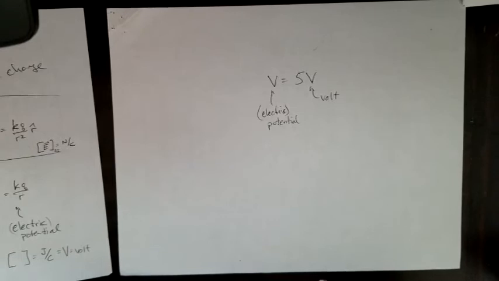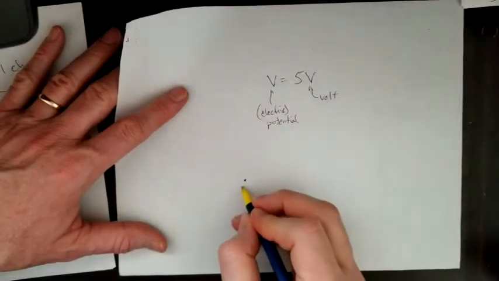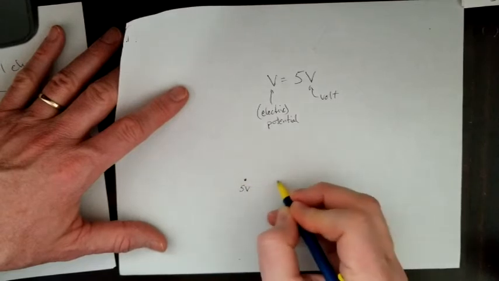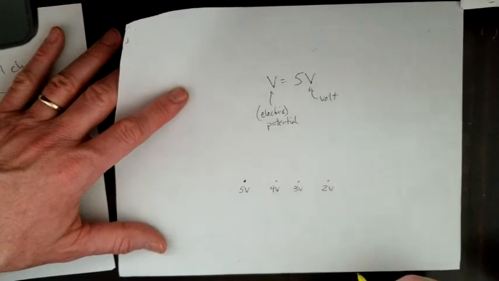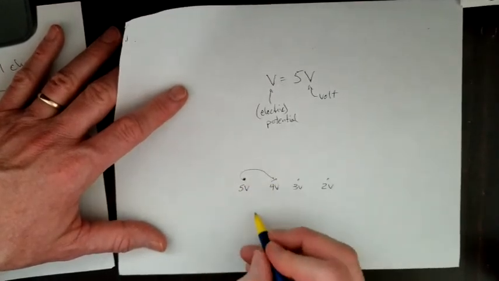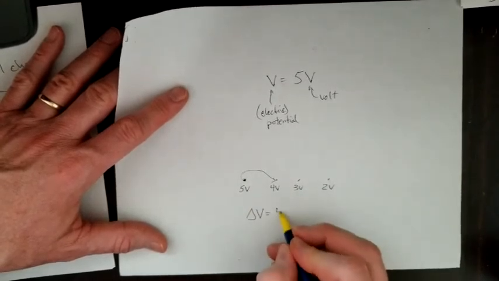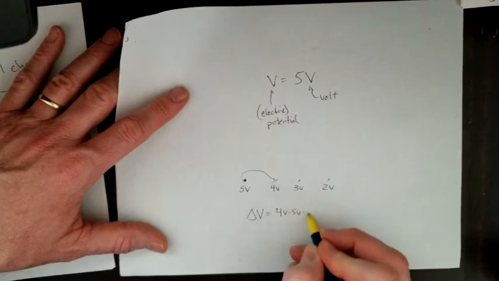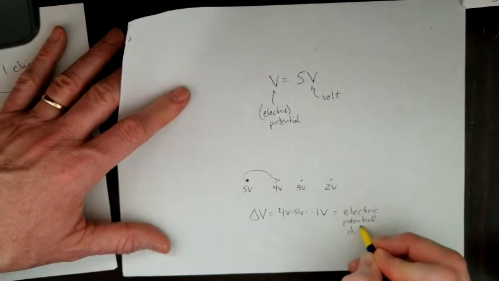Please note, I have not talked about voltage yet. All I've talked about is electric potential and volts. Voltage is something that's related to it, but a little bit different. Let's say that I have some point here that has a value of 5 volts. I have a point here, which is 4 volts, a point here, which is 3 volts, a point here, which is 2 volts. I take a particle here and it moves from here to here. What is the change in electric potential? Well, it's always final minus initial, so that's 4 volts minus 5 volts, which is negative 1 volt. This is known as the electric potential difference.